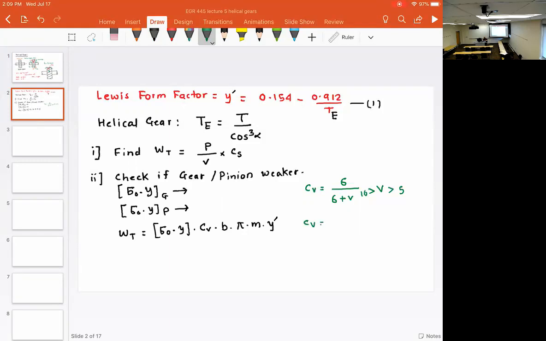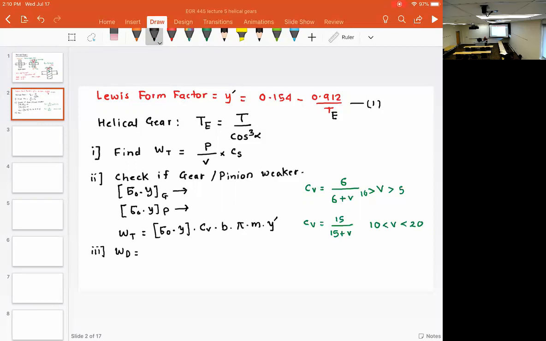CV is 15 divided by 15 plus V when the velocity is greater than 10 meters but less than 20 meters. So CV values are different. Next step is we find out the dynamic load. Please observe that the equation for dynamic load is different for the spur gear.